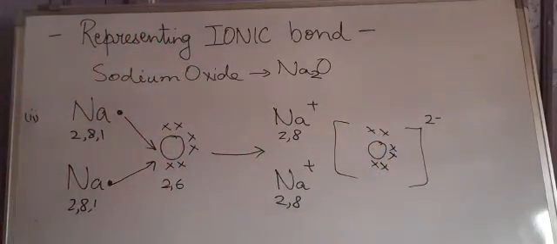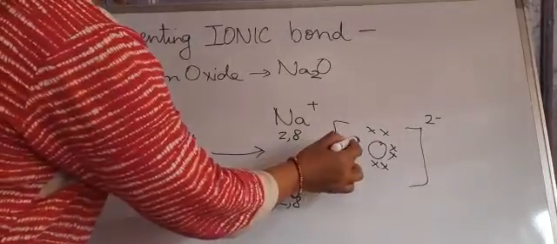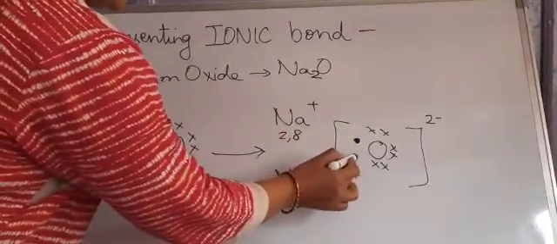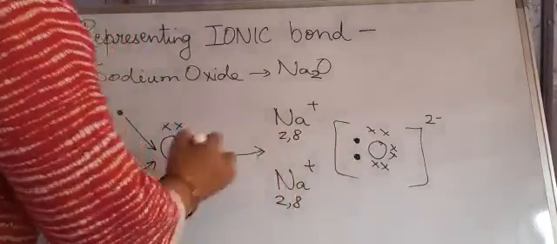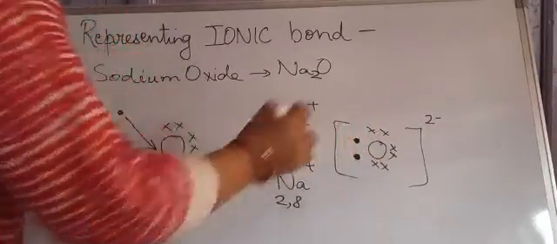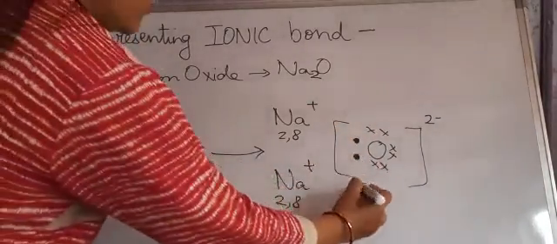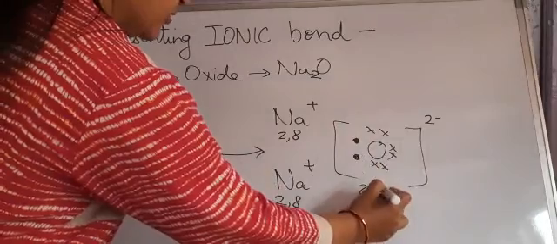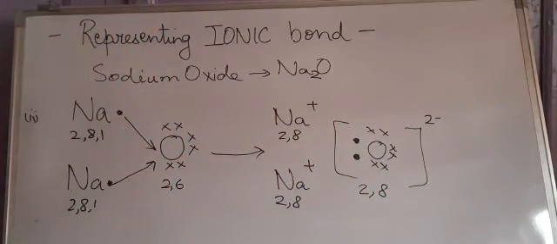These are electrons of sodium. One it has taken from this sodium, and another one it has taken from this sodium, so 8 electrons are completed, and the electronic configuration for oxygen becomes 2,8. All right, this is how you are going to show it. So this makes an ionic bond representation. Please go through it again and understand it properly.